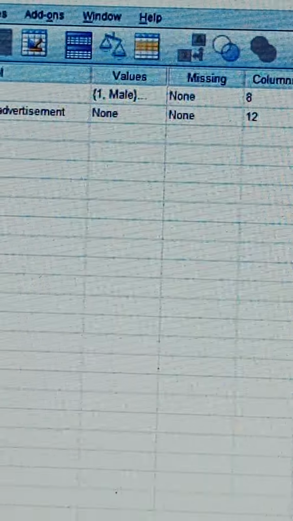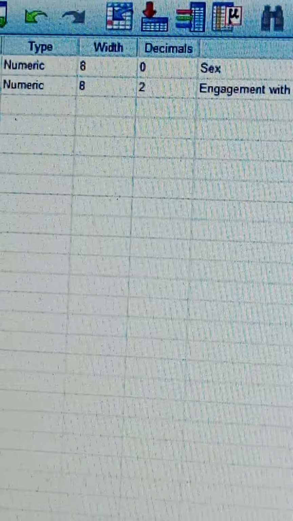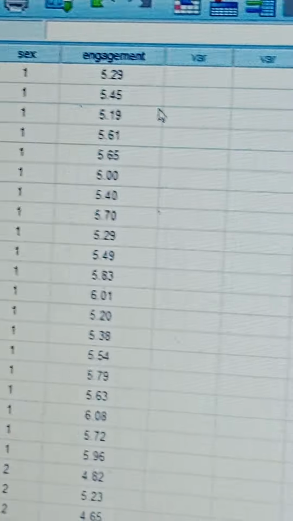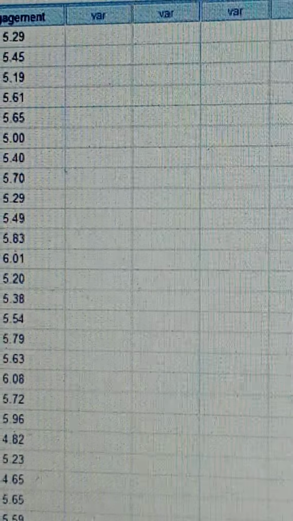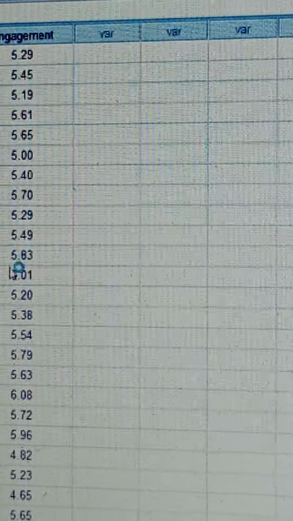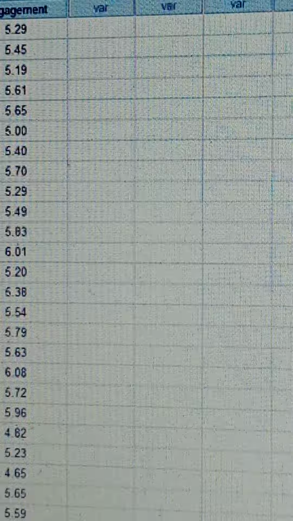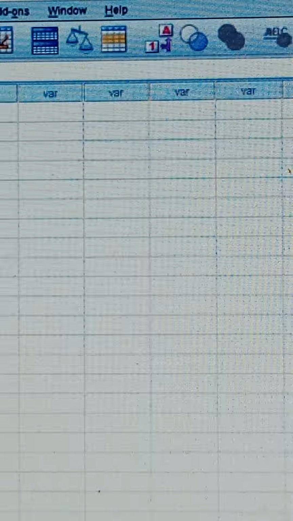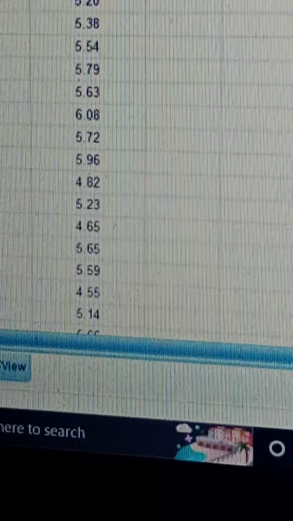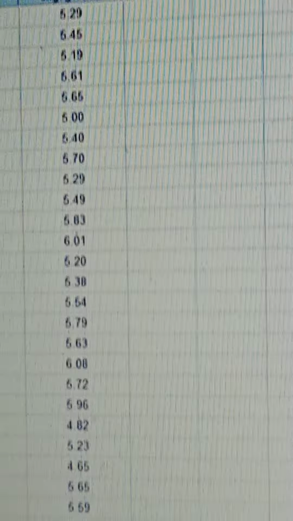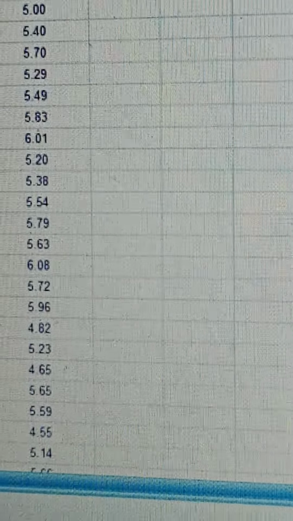Next one, independence. We have to make sure that the data that you input for the male is not the same data that you input for the females. They have to be different, they have different data. It cannot be that the data I put for male is the same data I put in the female.